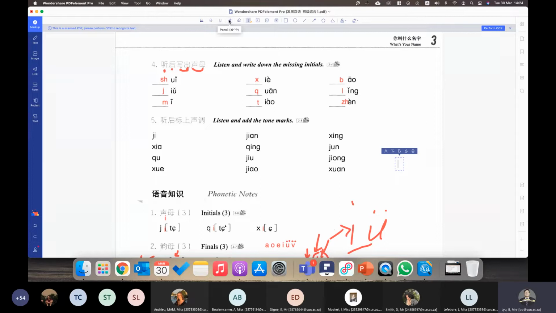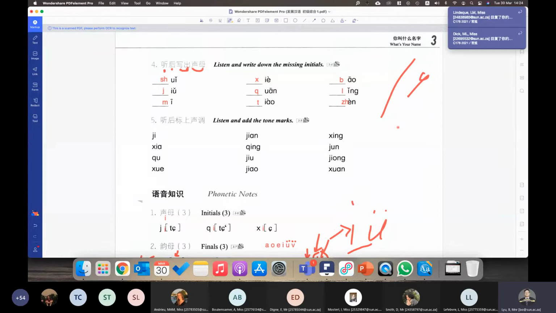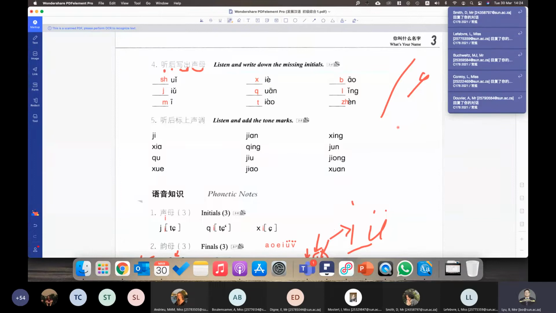3 times 3, 9. 9 after 9. Good. Brilliant. Cool. So this is not difficult for you. I'm very happy. There's a question. Will the pronunciation be heavily affected if you have a lisp?